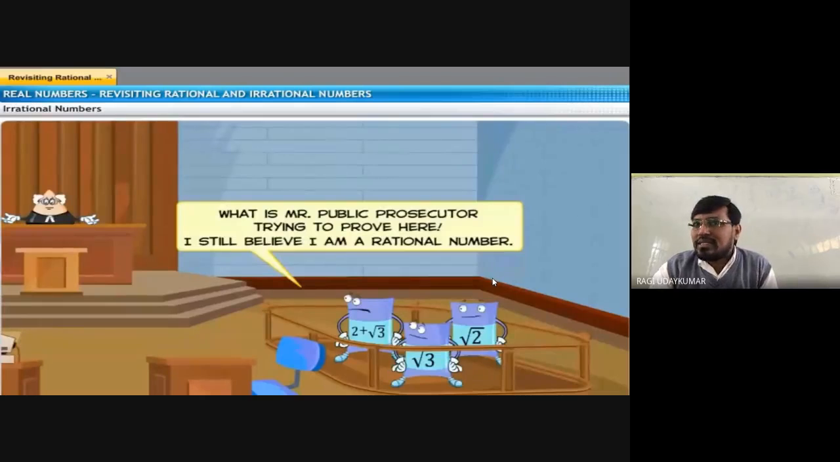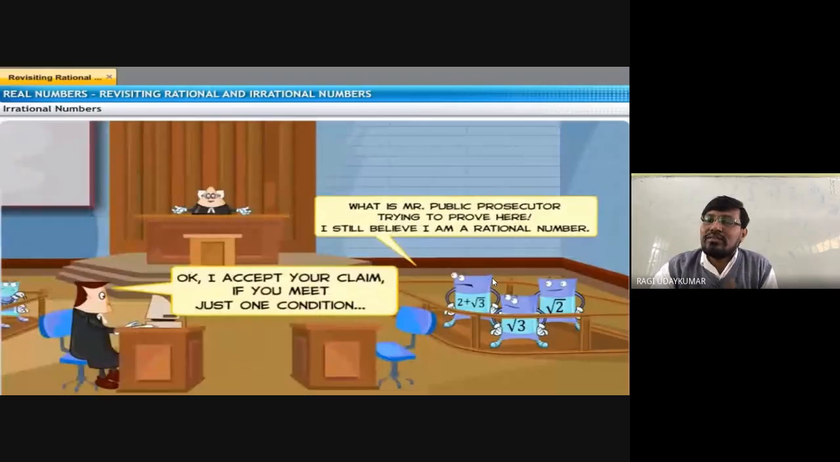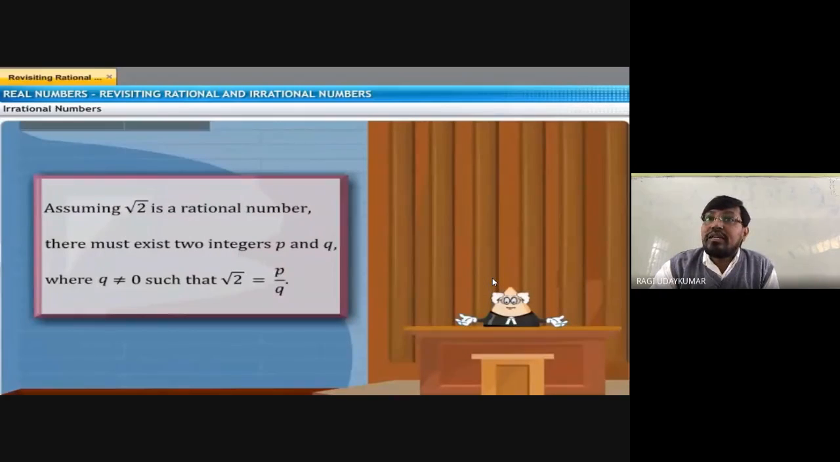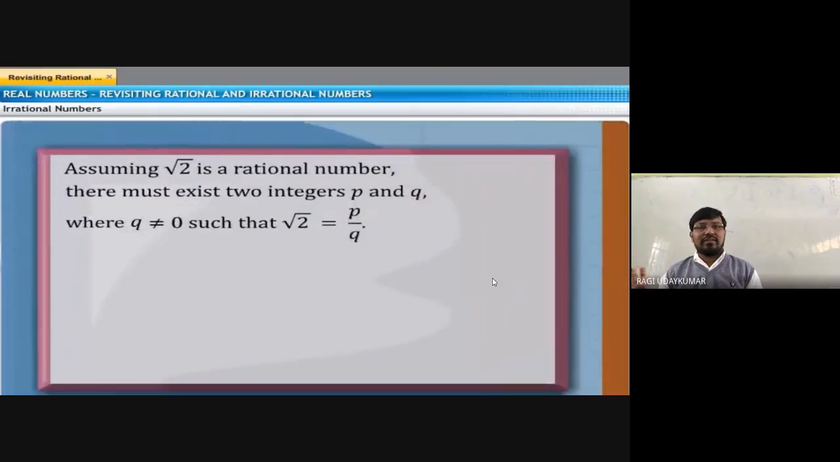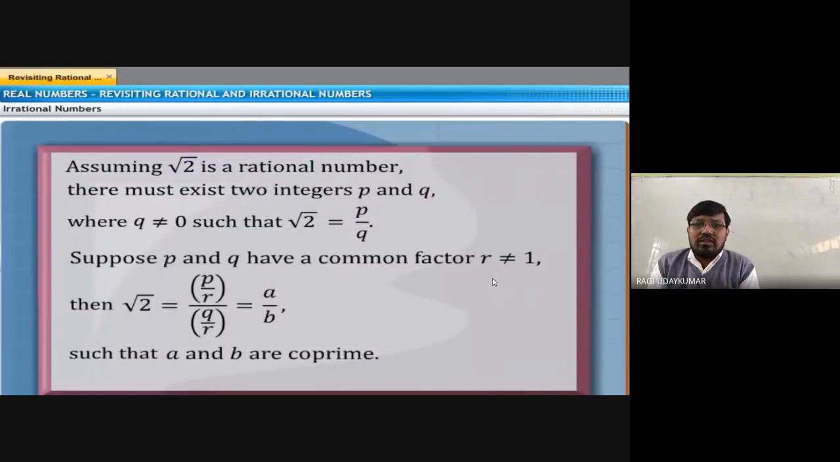So what is Mr. Public Prosecutor trying to prove here? Root 2 says, I still believe I am a rational number. They are arguing that we are rational numbers only. Okay, I accept you, you claim you are, with just one condition. So the lawyer said that assuming root 2 is a rational number, there must be two numbers p and q such that it is rational. Okay, you are all accepting that root 2 is also there. Root 2 says I am a rational number, but it is not a rational number. The public prosecutor is saying it is irrational, and he is proving that.